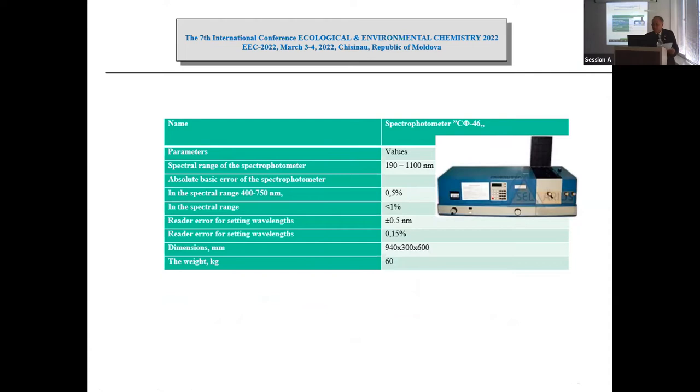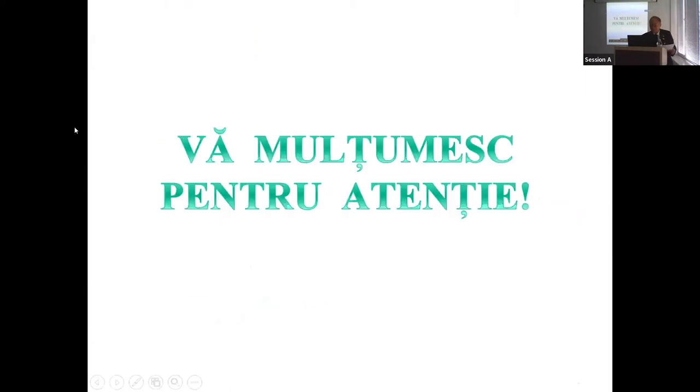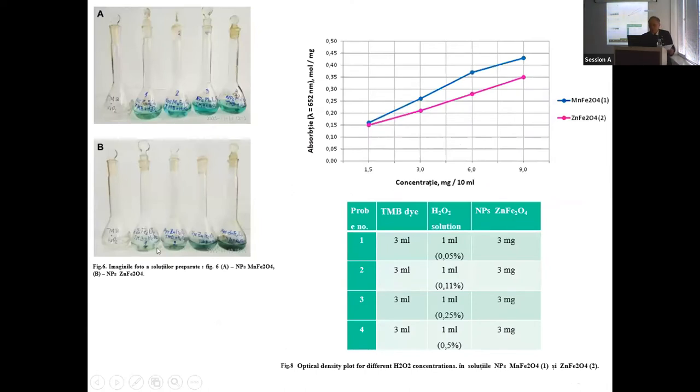For colorimetric measurements, we used a spectrophotometer, this SF46 spectrophotometer, and here one can see the solutions of tetramethylbenzidine with different concentrations of peroxide. One can see that the color or optical density of the solution changes and demonstrates a strong dependence on the concentration of hydroperoxide. And using this quantitative method, we can monitor the concentration of the dangerous acids in the rain water.